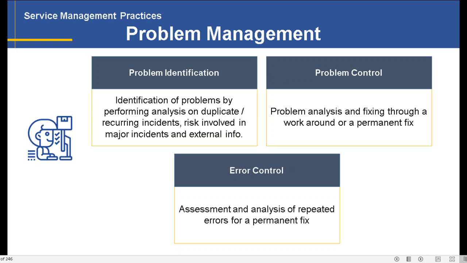Problem control involves analyzing the problem and identifying workarounds or a permanent fix to the identified problem. It may or may not provide solutions to known errors that have been identified. Error control, however, focuses on assessing and analyzing all the errors which are identified regularly so that overall impact can be understood and worked upon by identifying a permanent fix or a workaround.